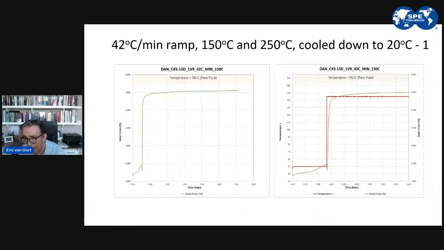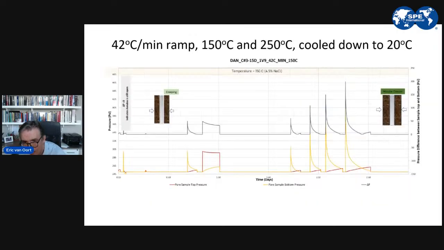We've taken this all the way up to 250 degrees centigrade, and then heating at very high rates. In this experiment, we are heating at 42 degrees centigrade per minute, so a very high heating rate, and it didn't negatively affect our barrier formation. There is, however, and here you can see those barriers formed, right?